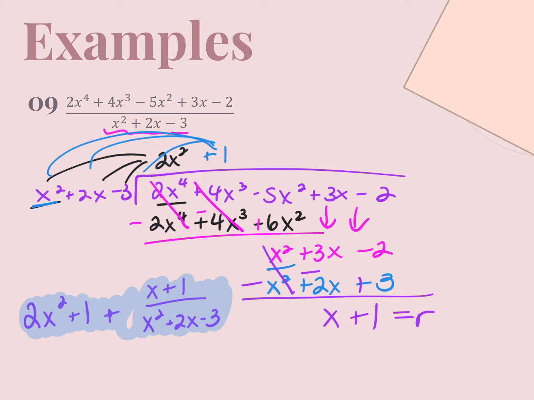So if you're dividing by an x squared, you cannot do synthetic. You have to do long division. Everybody good so far? Yeah?